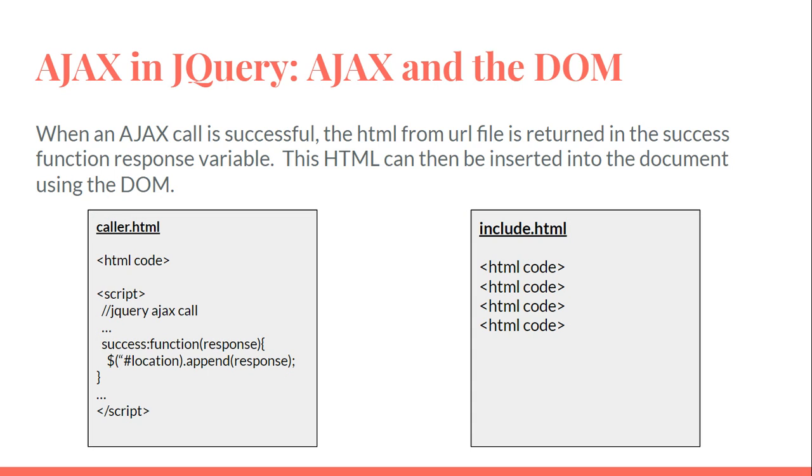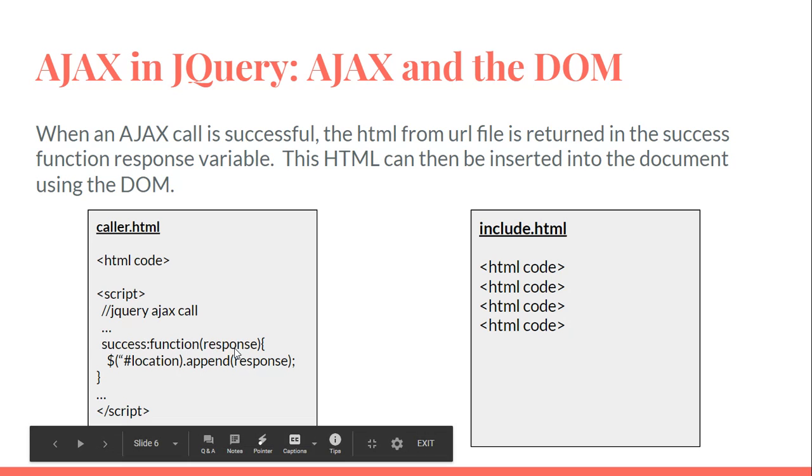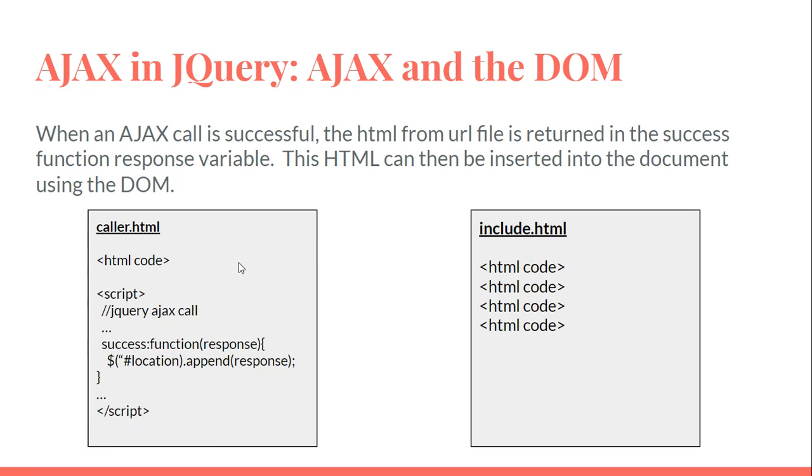Okay, so let's talk about what happens then. How do we use this information with the DOM? When we have an AJAX call that's successful, the success function operates. And again, as I said, the HTML from this file gets pushed into the response.